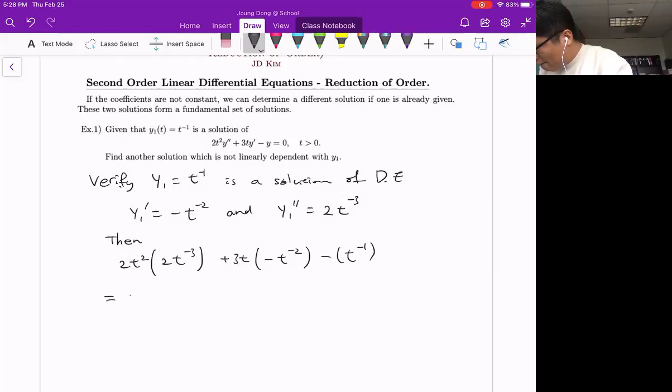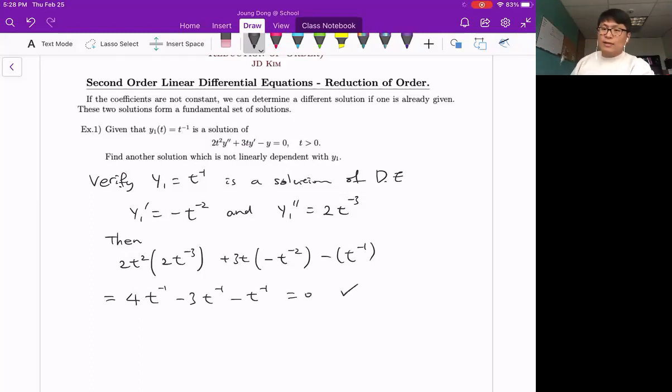It is equal to 4t squared times t to the minus 3, which is t to the minus 1, and minus 3t times t to the minus 2, which is t to the minus 1, and minus t to the minus 1. Look at that, 4 minus 3 minus 1 is equal to 0. Then we just checked it, okay? So the given y1 is not a fake, right? And now, let me show you what reduction of order is, okay?